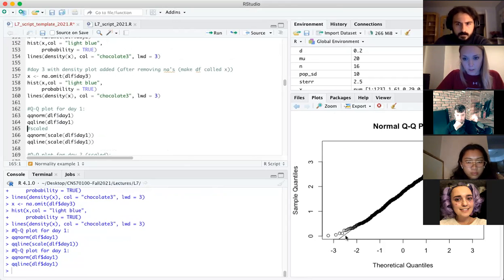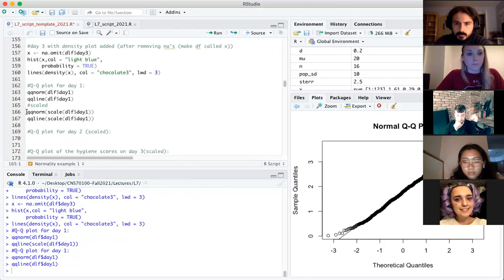There we go. So I don't know if you can see that line that's under there. These are so normally distributed that you can almost barely even see the line. We'll see a difference here when we get to Q2 and Q3.